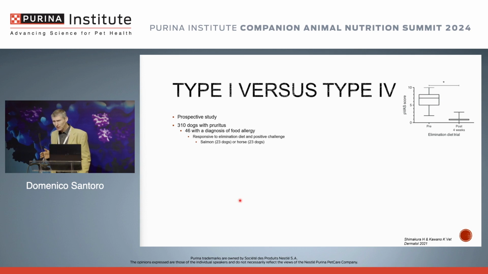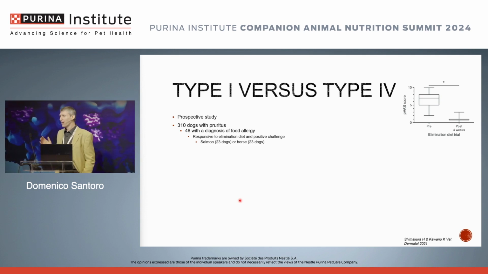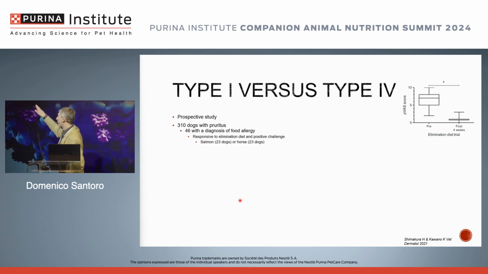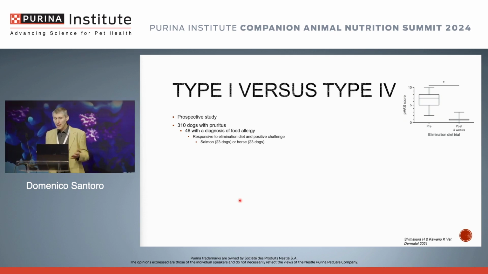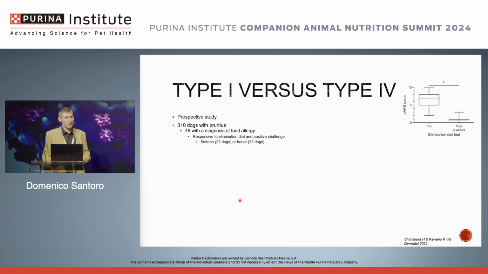I would never use salmon as a restriction diet, but it worked. So you can see the PVAS, which is the Pruritus Visual Analog Score, and after 4 weeks of diet there is a significant decrease, showing that the dogs were doing better. And then they re-exposed these dogs to the previous diet in a very controlled fashion.